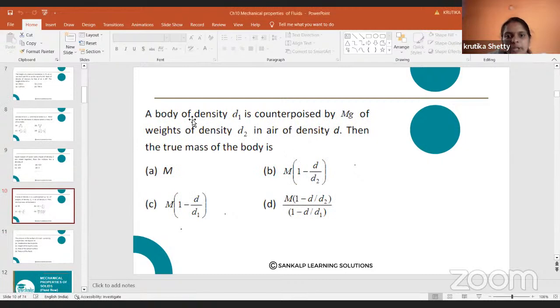Okay. A body of density D1 is counterpoised by mg of weights of density D2 in air of density D. Then the true mass of the body is. So here they are asking for the true mass of the body. What they are giving is, the density of the body is D1.